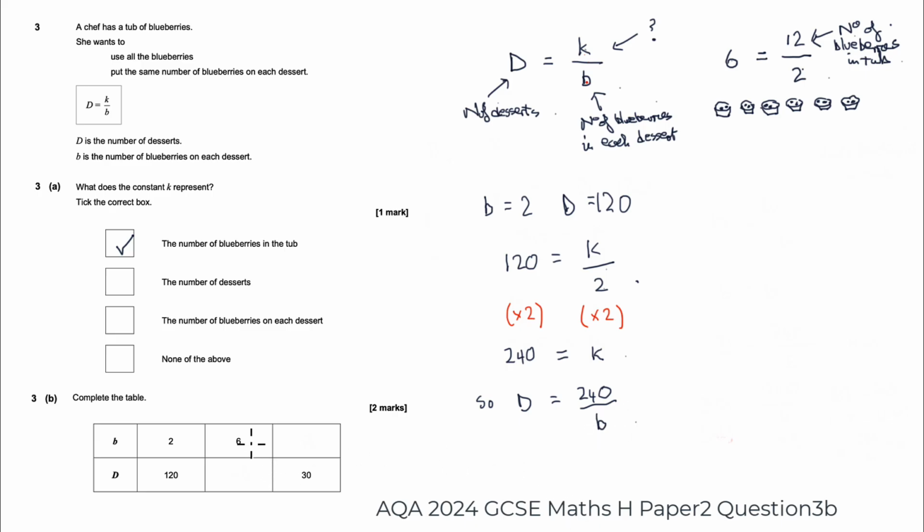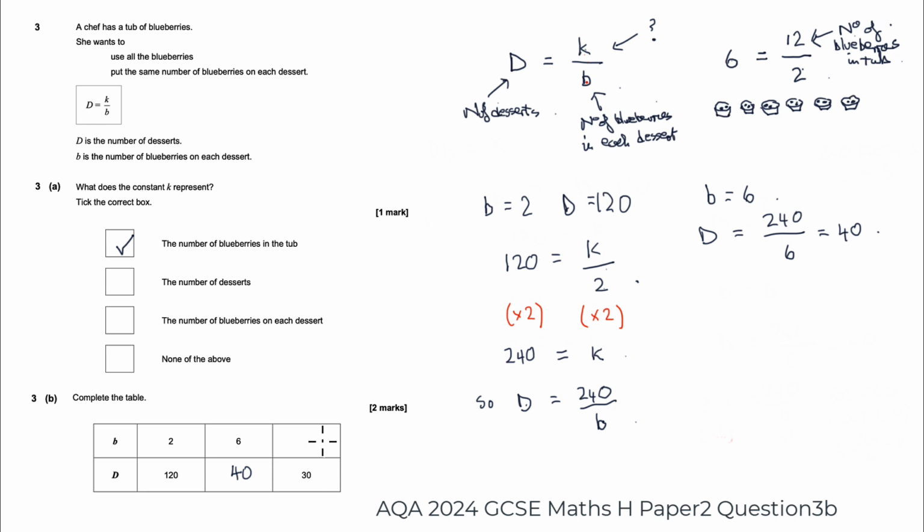Well, let's see what part the second column is about. Well, in this case, we know B is equal to 6. And let's put B equals 6 in this, and we should be able to work out what D is equal to. 240 divided by 6. And you do have calculators, so the answer to that would be 40. In other words, we've got 240 blueberries in the tub. Each dessert has 6 blueberries in it. That means we can have 40 desserts.